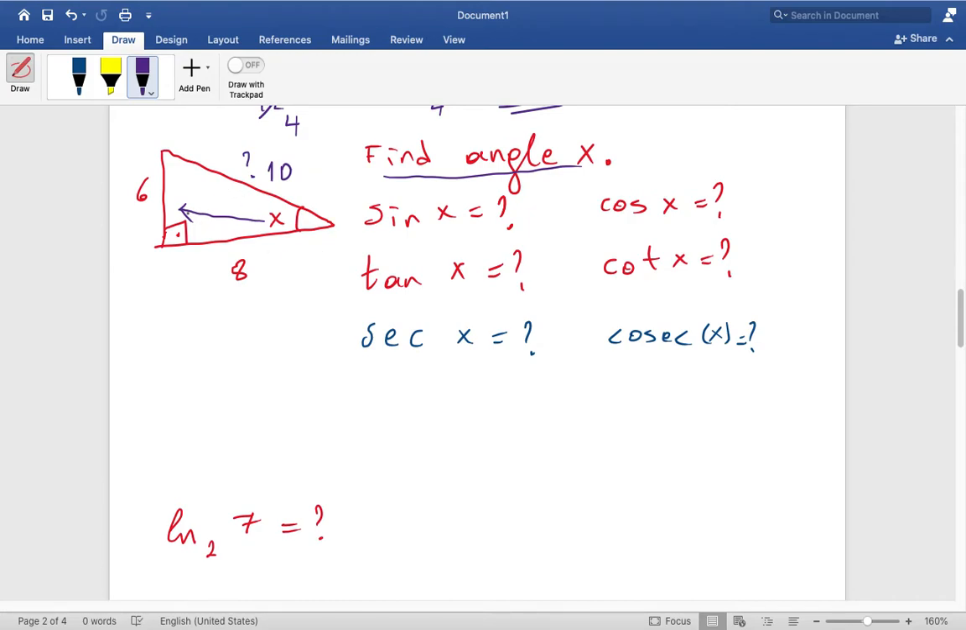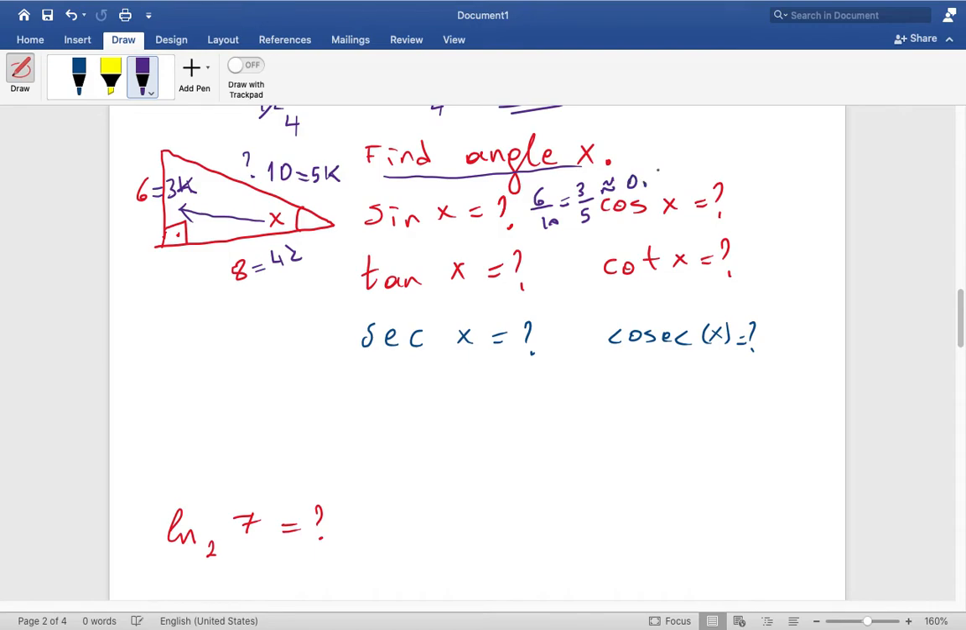But I use the special triangle 3k, 4k, 5k, you know, in the SAT lessons we talked about. Since this is 6, k must be 2, 2 times 4 is 8, so 10 will be 5 times 2. And then it's easy. Sine means opposite over hypotenuse, which is 6 over 10, which is 3 over 5. You can use the calculator if needed. 3 divided by 5 is equal to 0.6.